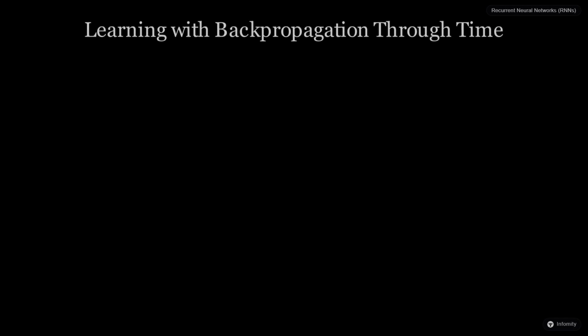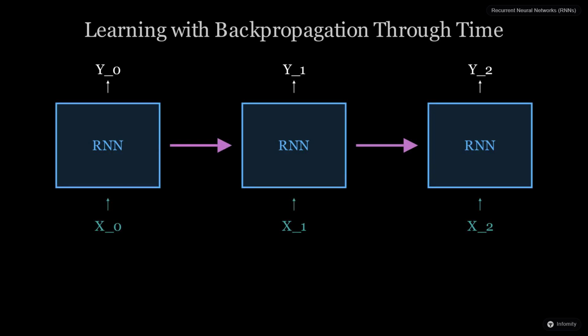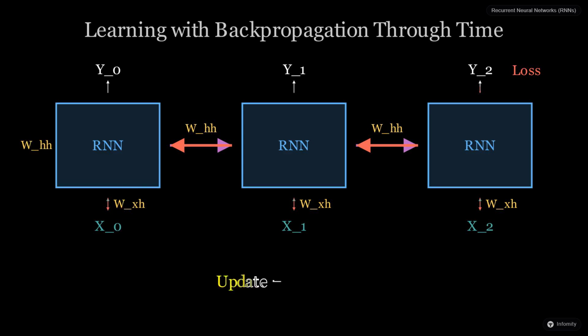Just like other neural networks, RNNs learn by adjusting their weights based on how well they predict the output. For sequential data, this process is called backpropagation through time, or BPTT. Essentially, the error at the final output is calculated and then propagated backward through each time step of the unrolled network. This allows the network to figure out how much each weight contributed to the error, even those weights that were used early in the sequence. Because the weights are shared across all time steps, the gradient contributions from each step are summed up, leading to a single update for each weight matrix.